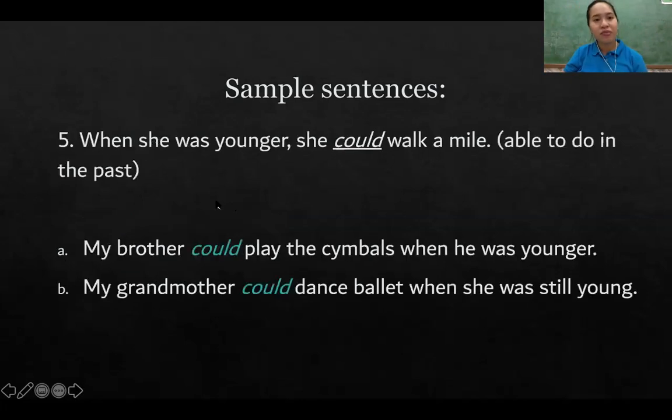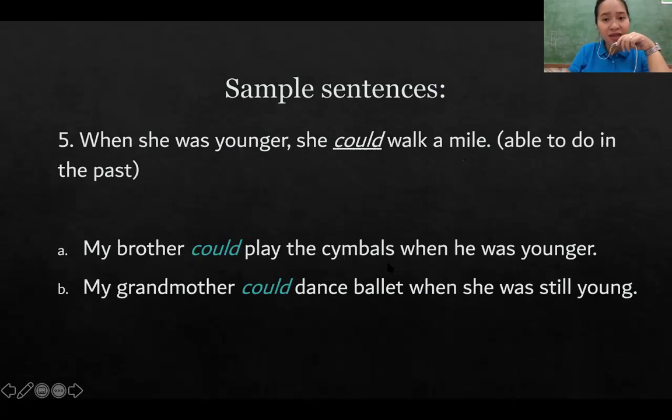Okay, next. Number 5. When she was younger, she could walk a mile. Okay? When she was younger, she could walk a mile. So, we had this before, no? Ako na nag-explain ganin ha. Could means able to do in the past. So, kaya naman siya buhaton before. Okay? Another example. Diba? Dito sa example, it says when she was younger. Okay? So, meaning, now that she's old, probably, she could not walk a mile anymore. Okay? So we have another example.